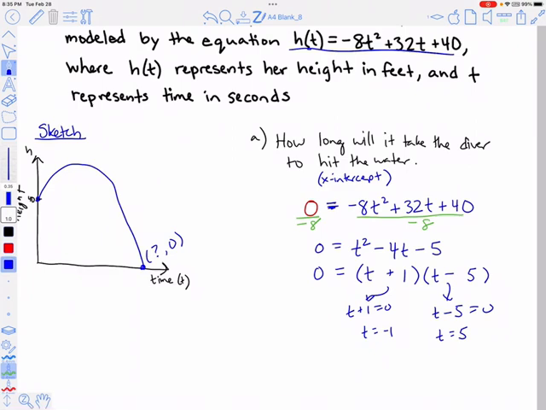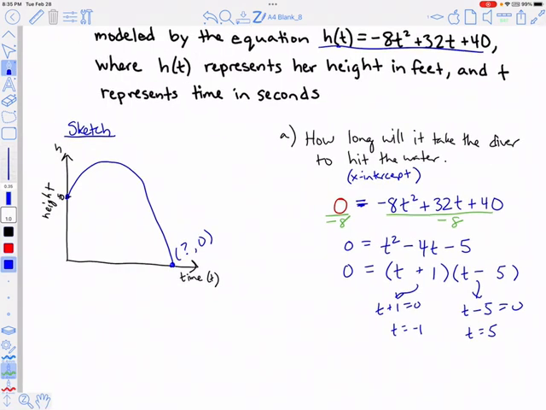Which do you think makes sense in terms of answering this question? How long will it take the diver to hit the water? Keep in mind that time is in seconds. T represents a time in seconds. And so the answer here that makes sense would be the positive one. So I'm going to go with this solution, and my answer would be 5 seconds.